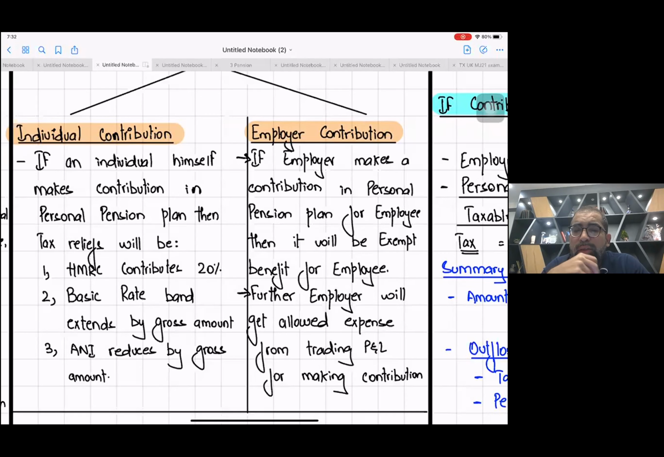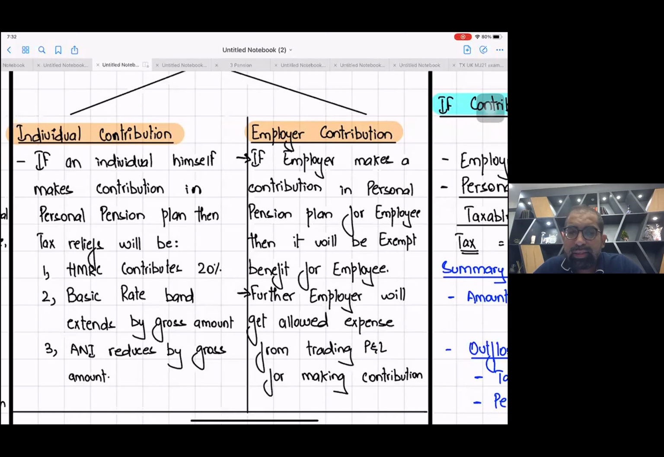Number three, your ANI, adjusted net income, will be reduced. So these are the three reliefs when a person himself or herself contributes in his or her personal pension account.